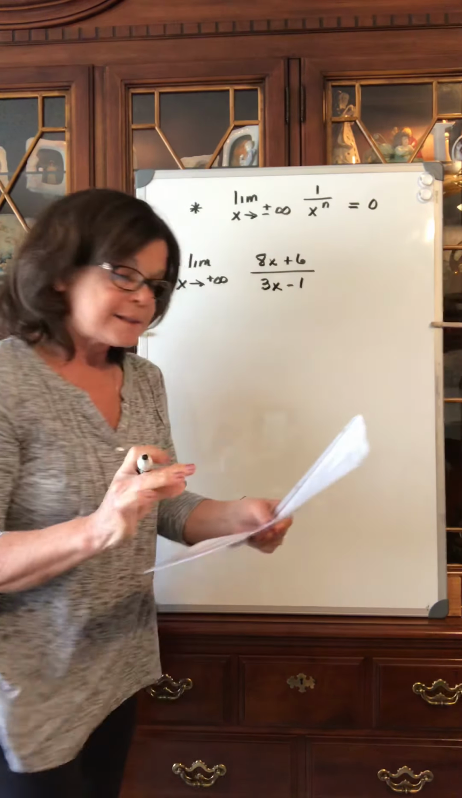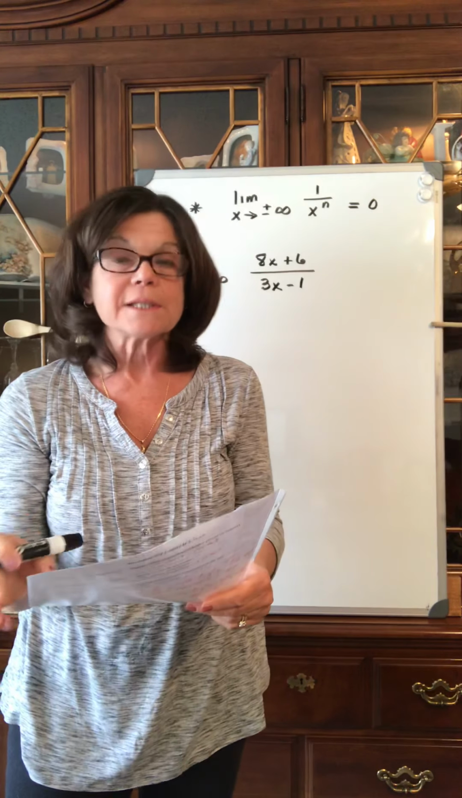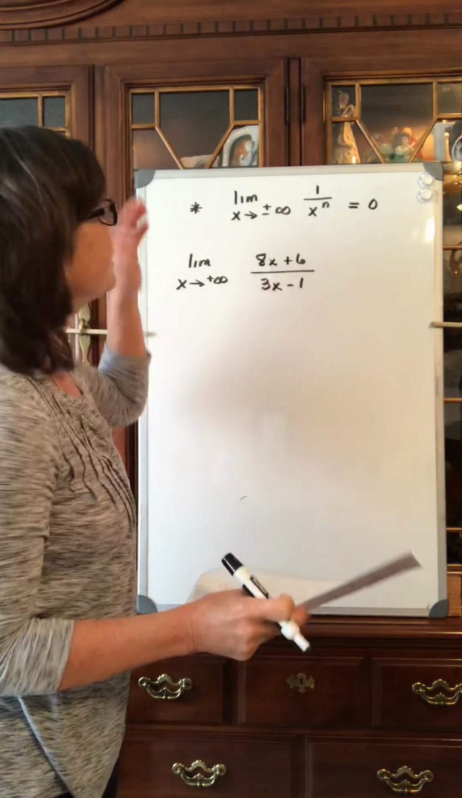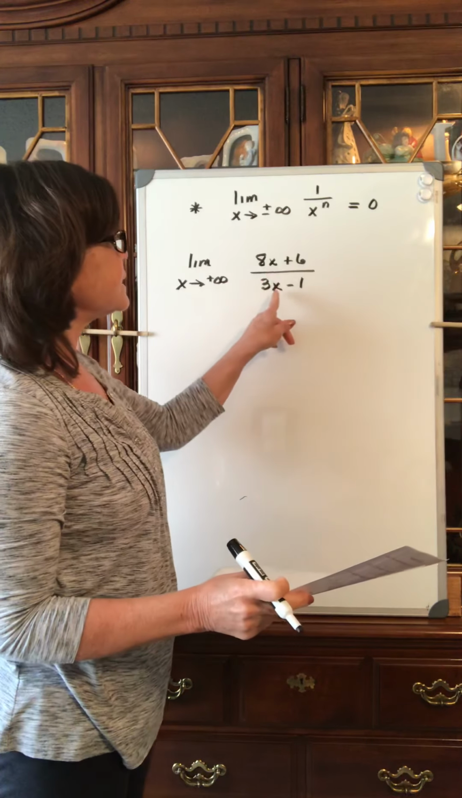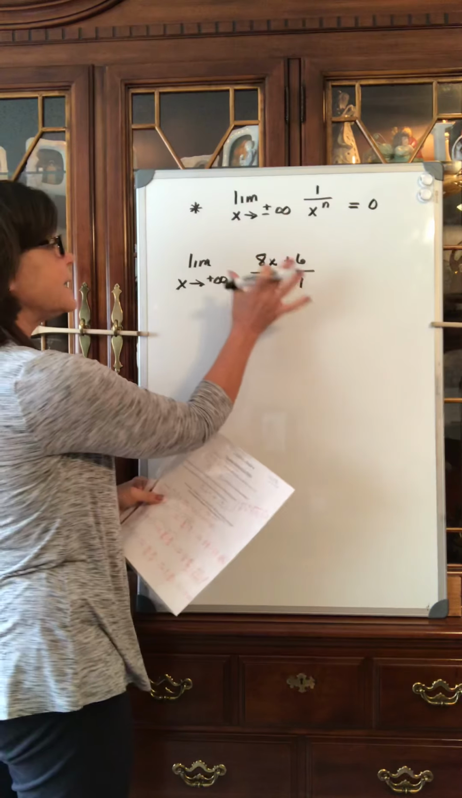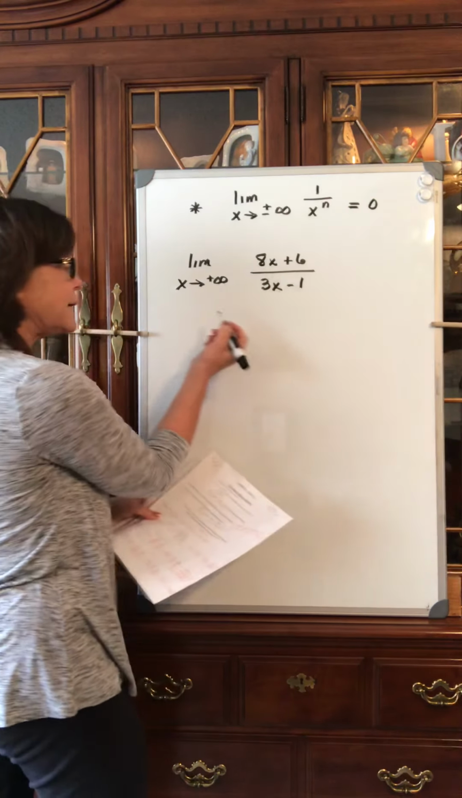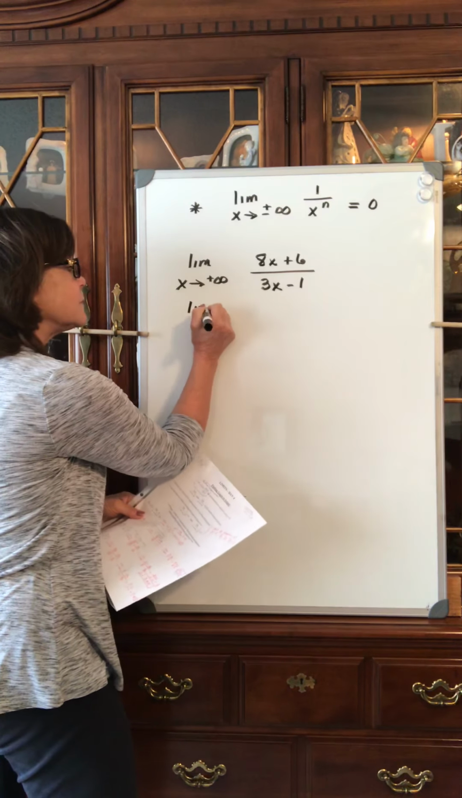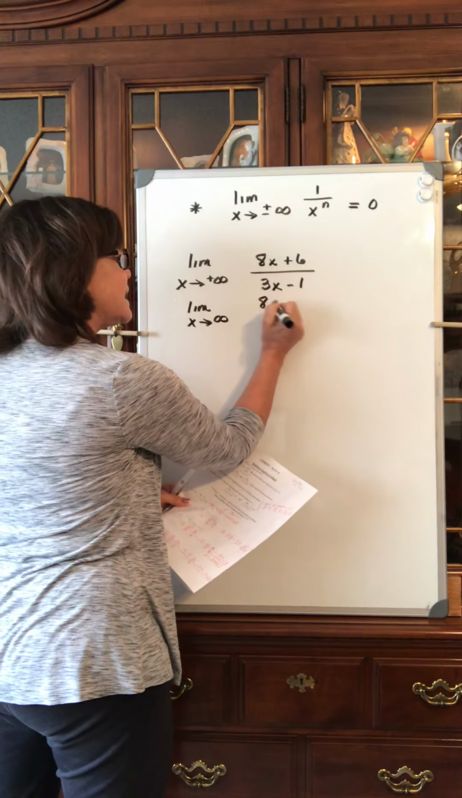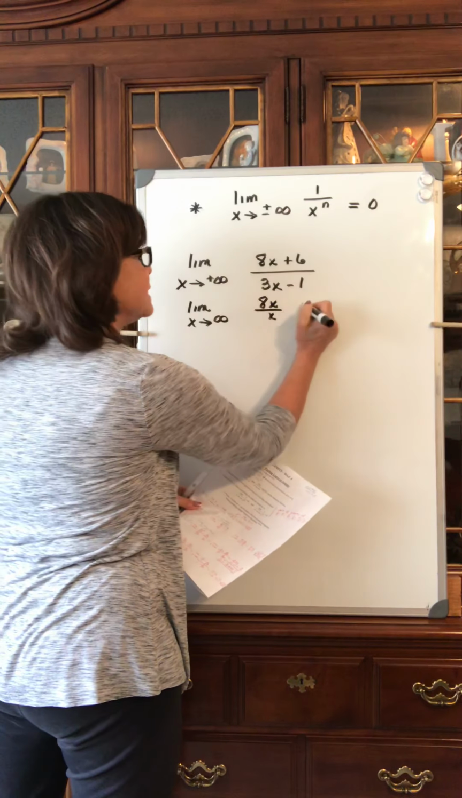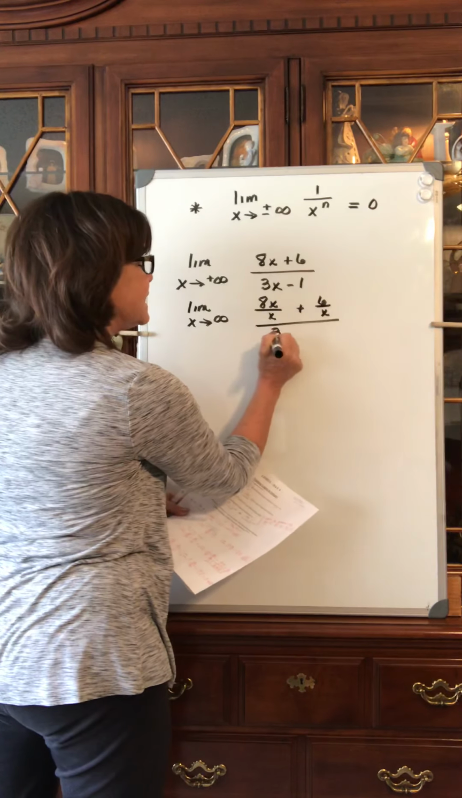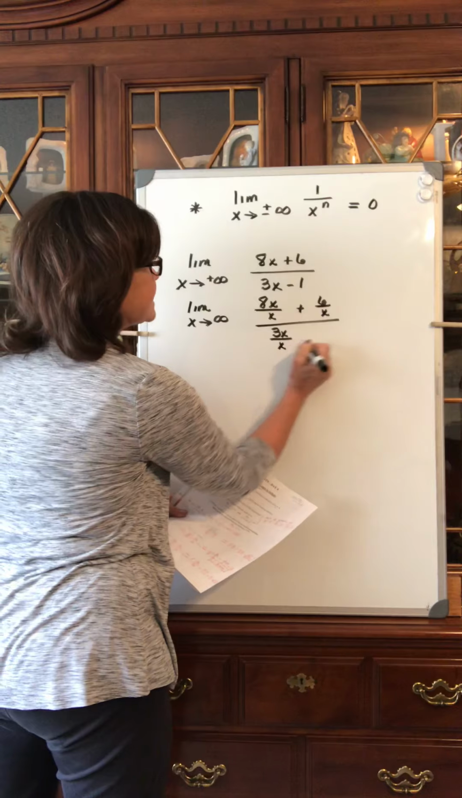Now, what's stated up above in the directions is you divide both the numerator and the denominator by the highest power of x you see anywhere in here. So this is an x to the first and x to the first. The highest power of x is x to the first. So I'm going to divide every term in this rational function by x. Limit as x is approaching infinity of 8x divided by x plus 6 over x, divided by 3x over x minus 1 over x.